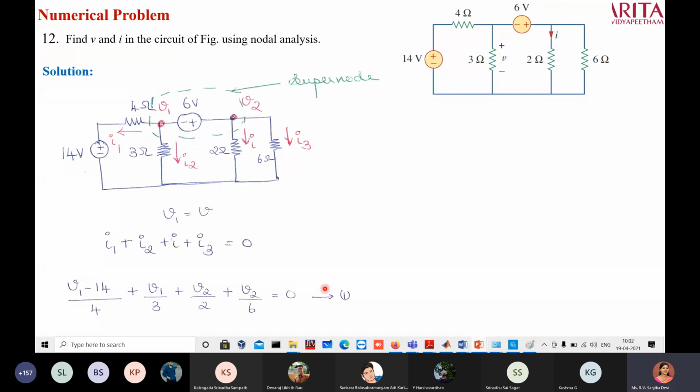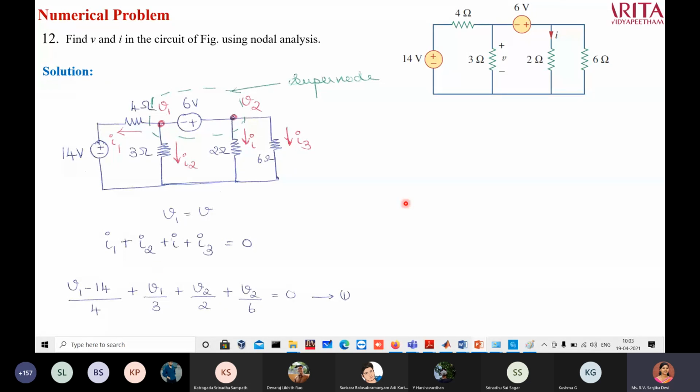Are you able to understand? So totally there are 4 branches connected to the supernode, and hence we have 4 currents. And as per the assumed direction of current, all the currents are flowing outwards from the supernode. Hence, we write the sum of the outgoing currents is equal to 0. And then represent each of the currents in terms of the nodal voltages. So see the direction of the arrow. It is going from V1 to 14, so you can write V1 minus 14 divided by 4. The same thing for the remaining terms.